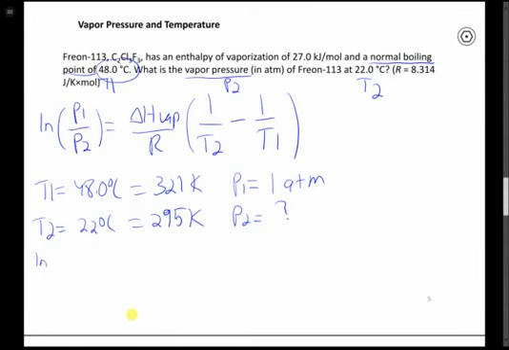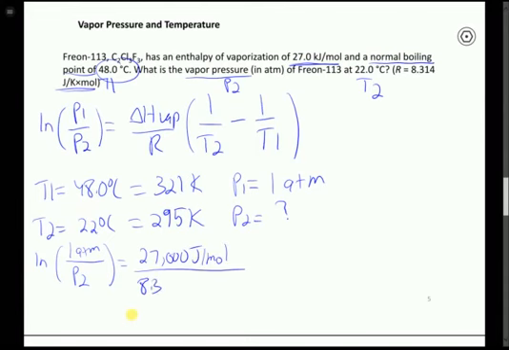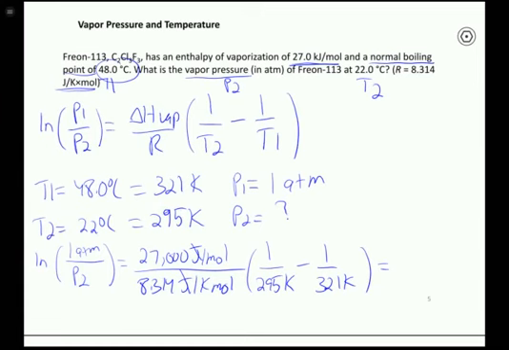Alright, so we get the natural log, we'll start putting the numbers in. P1 is 1 atmosphere. P2 is our unknown. And that's going to be equal to the enthalpy of vaporization over R. Now R is in joules, so we need to make sure we convert our enthalpy of vaporization to joules so that unit cancels out. So 27,000 joules per mole is the enthalpy of vaporization, divided by 8.314 joules per kelvin mole. That allows joules to cancel out. And then finally our temperature terms, our T2 here is 295 Kelvin, and then T1 is 321. So we have a bunch of numbers here on the right side of our equation, which we multiply out.